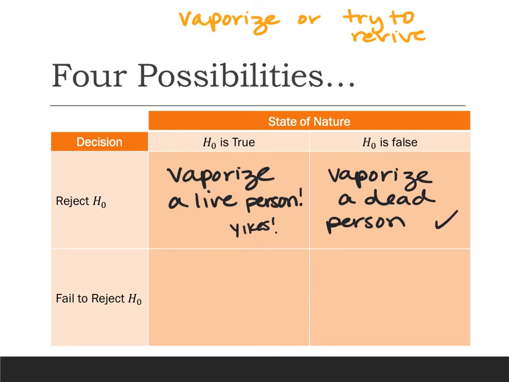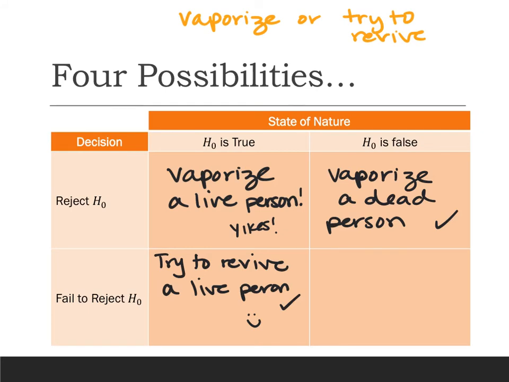Now, what if we fail to reject the null hypothesis? Well, in Spock's situation, if he fails to reject the null hypothesis, that means that he believes there's insufficient evidence of death, or he believes that he can still revive him. So he's going to try to revive a live person. That's good. That's also, again, decision-wise correct, and bonus, the person's not dead.